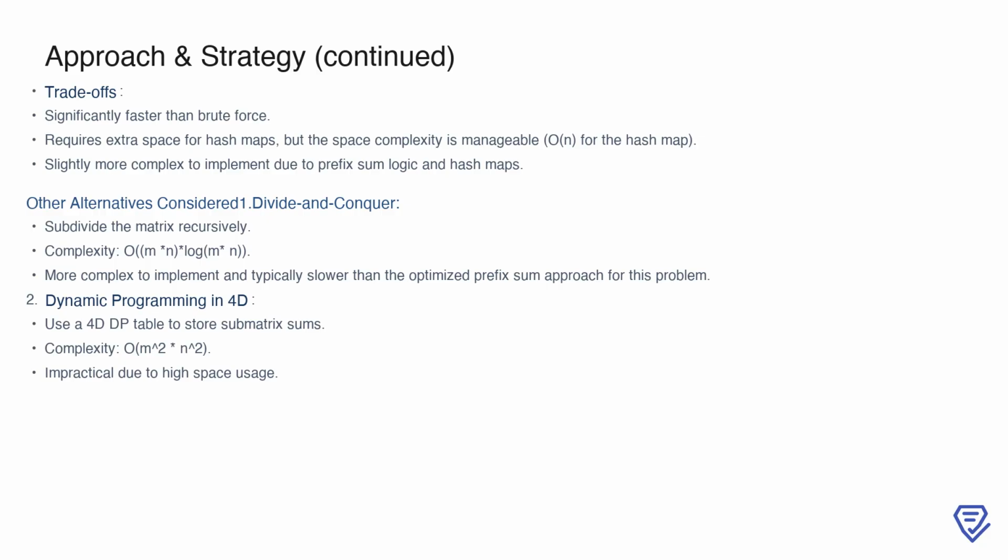Beyond this, other alternatives were considered but found less suitable. A divide-and-conquer approach, for example, recursively subdivides the matrix, but its complexity of O(m * n * log(m * n)) and implementation overhead make it less appealing. Another alternative, using a 4D dynamic programming table to store submatrix sums, has a complexity of O(m² * n²), which is impractical due to the massive space requirements. While these methods have their merits, they fall short in terms of efficiency and usability for this specific problem.